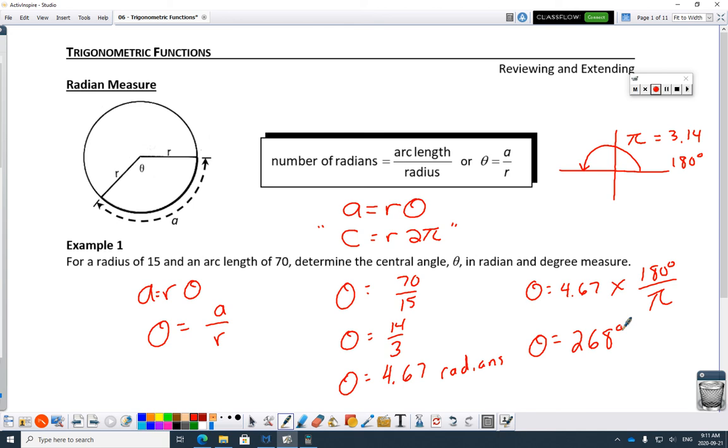If you have to convert to degrees to get an image of what angle you're talking about, that's fine. But I'd like you to get to the point, give it a try, that, hey, this is about 3, so 4.67 is over here somewhere. When you want to get a feel for where it is, use this picture for picturing radians. If you have trouble picturing radians, just always go back to that. That'll give you a start of where radians fit into this whole thing.